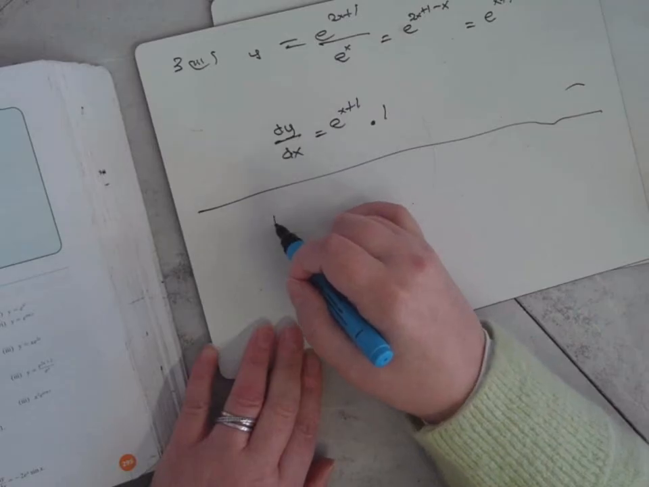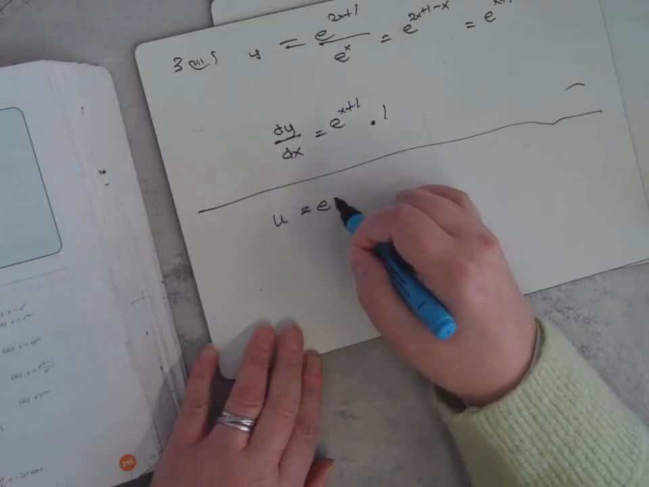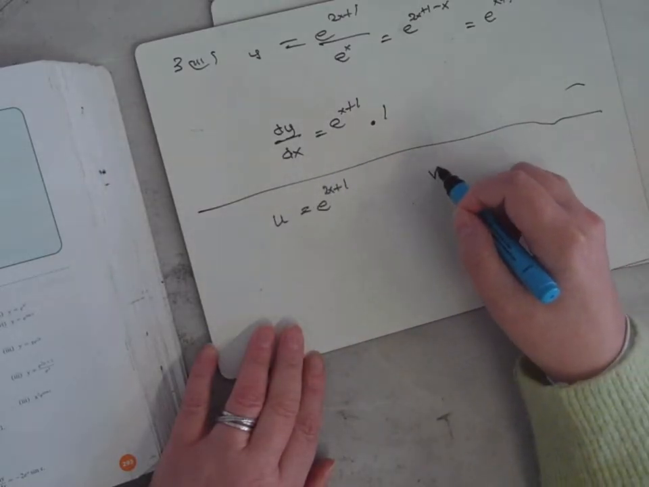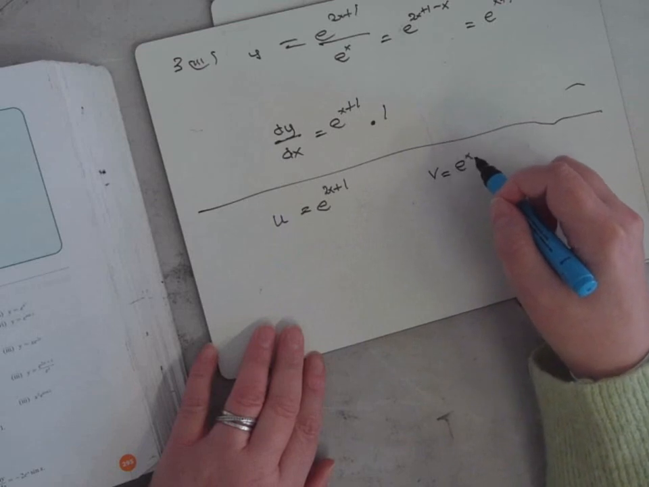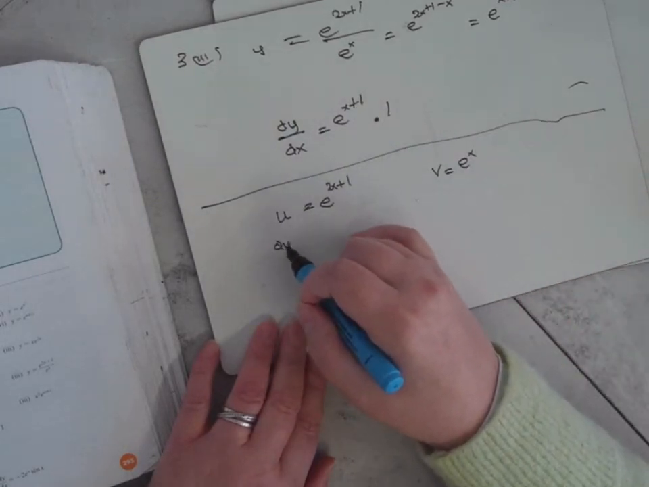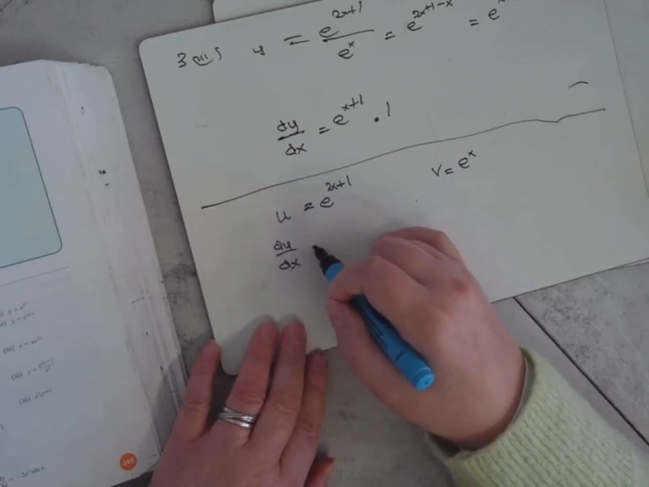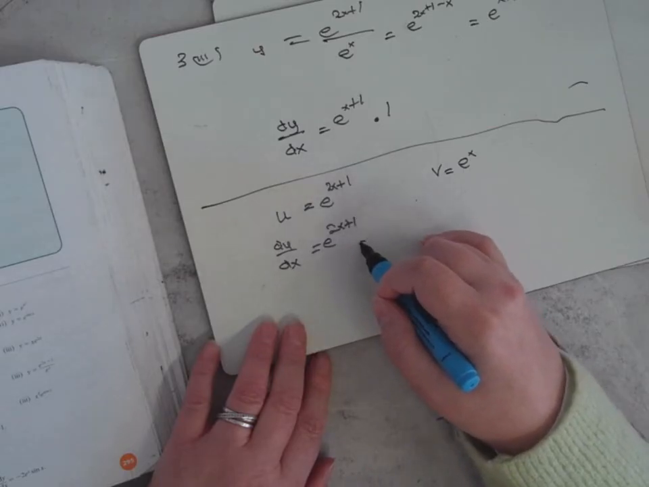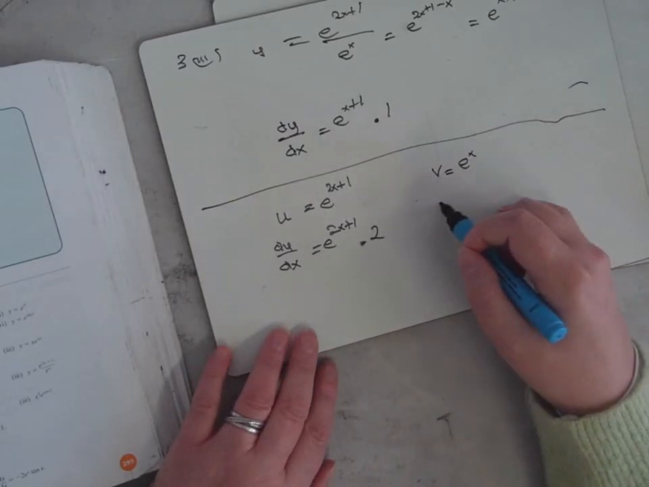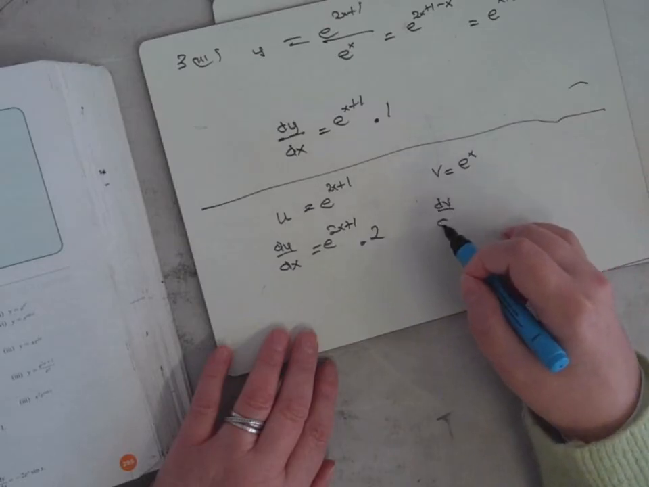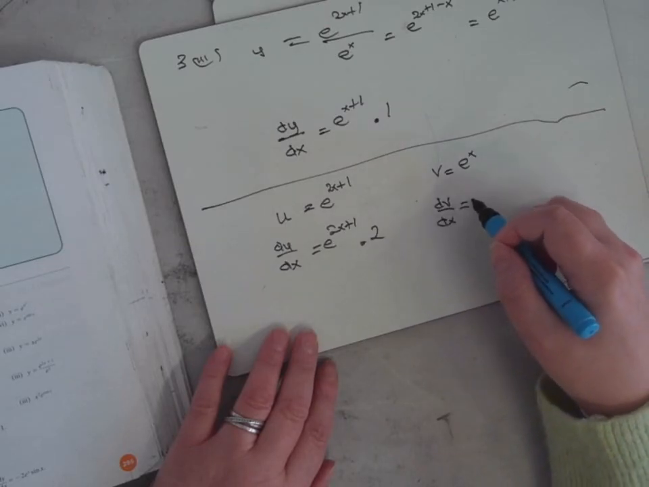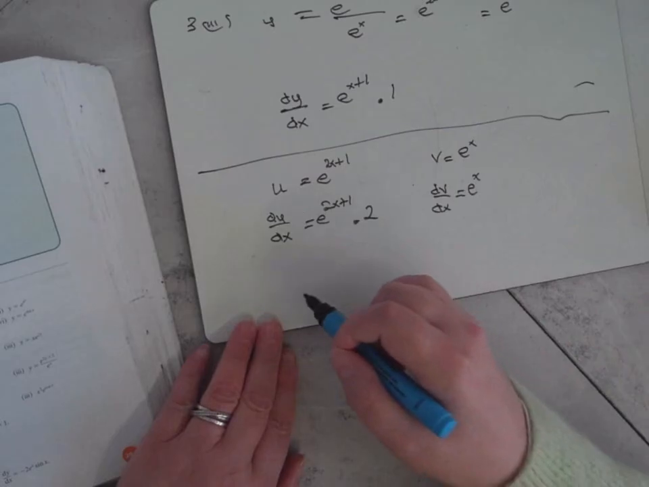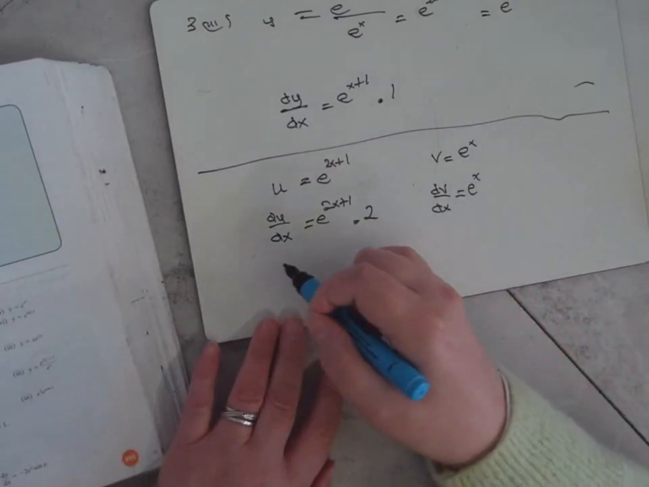Right, okay, so u is above the line, so u is equal to e to the power of 2x plus 1, and v is equal to e to the power of x. Differentiate: du dx is equal to e to the power of the exact same thing, and then you differentiate the power. So differentiate 2x plus 1, you just get 2. And then dv dx is just e to the power of x. You don't need to differentiate the power because when you differentiate x, you get 1, so it's the same thing. Then the quotient rule, I won't write it down if that's okay.